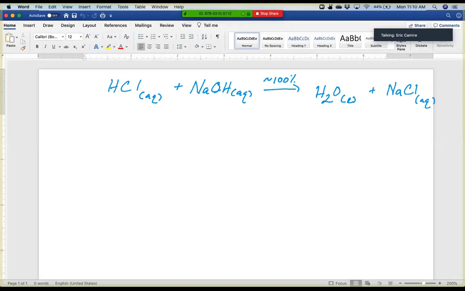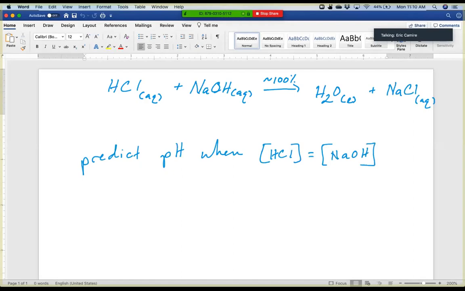So there are 2 ways we can go about looking at these reactions. What I want to do is predict pH when the concentration of HCl equals exactly the concentration of sodium hydroxide. Technically, this component right here makes it neutralization.